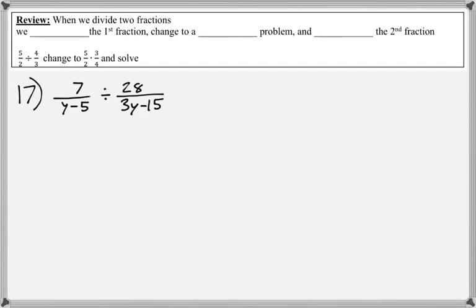They're also going to ask us to divide rational expressions. So before we actually divide rational expressions, I want to go back and look at dividing two fractions. When we divide two fractions, we copy the first fraction, we change it to a multiplication problem, and we flip the second fraction.